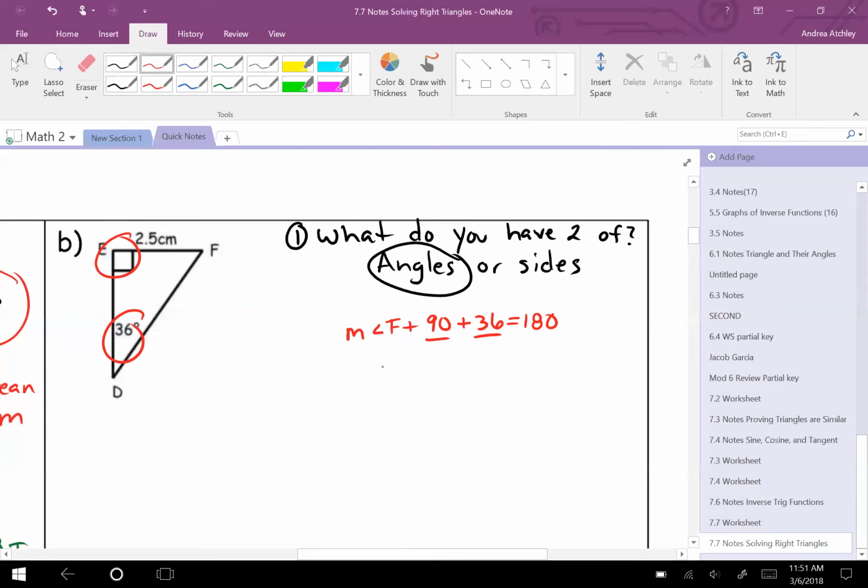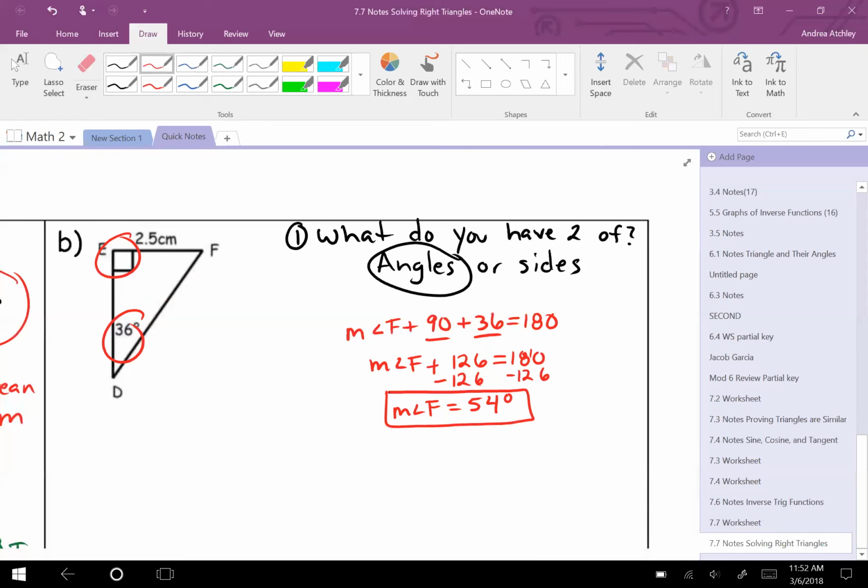I'm going to combine my like terms, get the measure of angle F plus 126 equals 180. Subtract the 126, and I have the measure of angle F is equal to 54 degrees. Any questions over that?